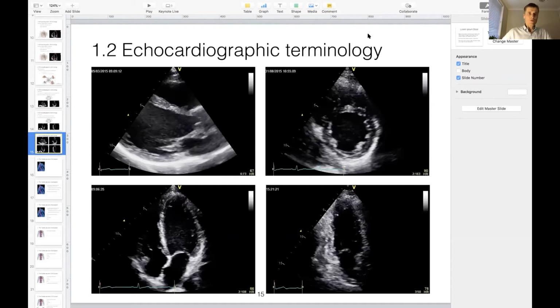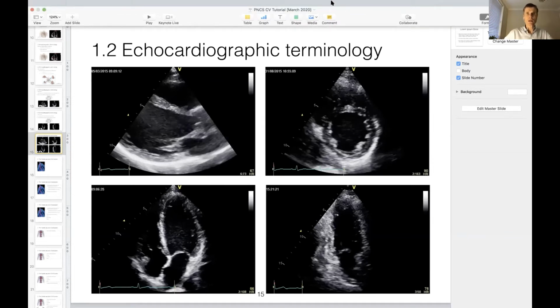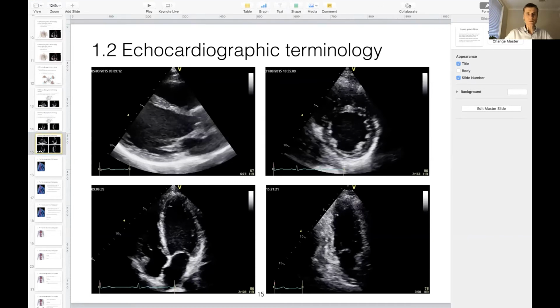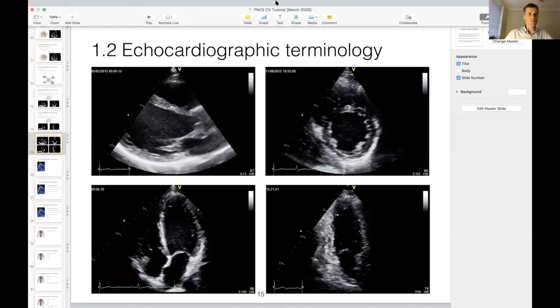The long axis view of the left ventricle can be viewed from an apical plane. The 4-chamber view of the heart can be viewed from the subcostal view. A short axis view of the heart can be viewed from the subcostal view. So these aren't things that are only limited to the views that I show you there. It's helpful to understand those planes, those terms.